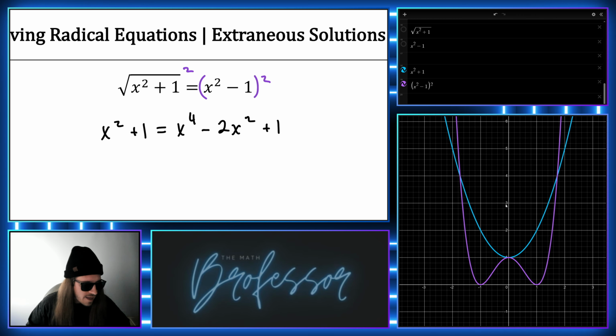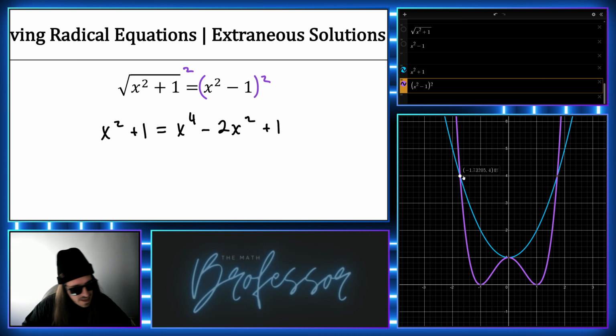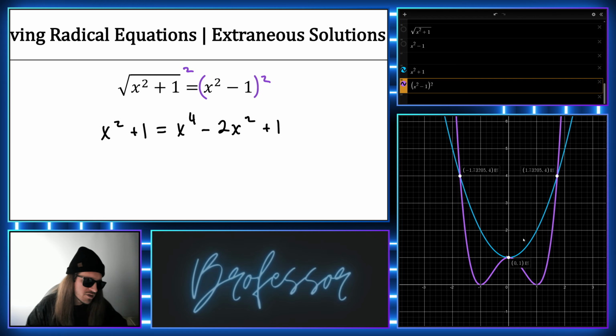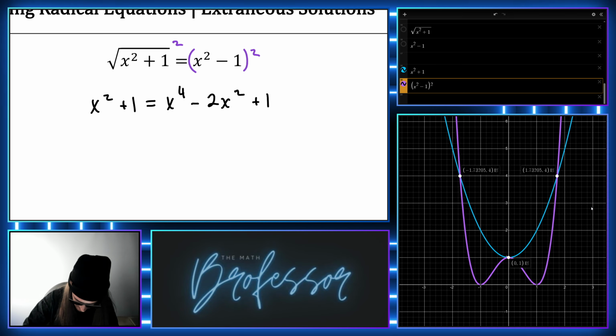That's what this looks like now, and we'll see here that it's intersecting in the same two places as before, the 1.732 and the negative 1.732, but we have this new intersection at 0. Well, you already see it coming, right? That is going to be the extraneous solution, but let's take the journey here and solve this.